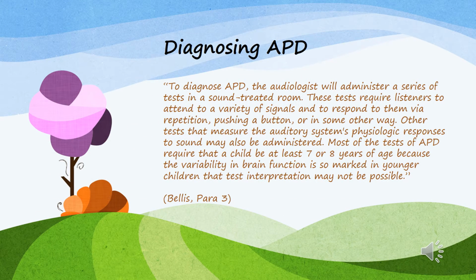Diagnosing APD. To diagnose APD, the audiologist will administer a series of tests in a sound-treated room. These tests require listeners to attend to a variety of signals and to respond to them via repetition, pushing a button, or in some other way. Other tests that measure the auditory system's physiologic responses to sound may also be administered. Most of the tests of APD require that a child be at least 7 or 8 years of age, because the variability in brain function is so marked in younger children that test interpretation may not be possible.